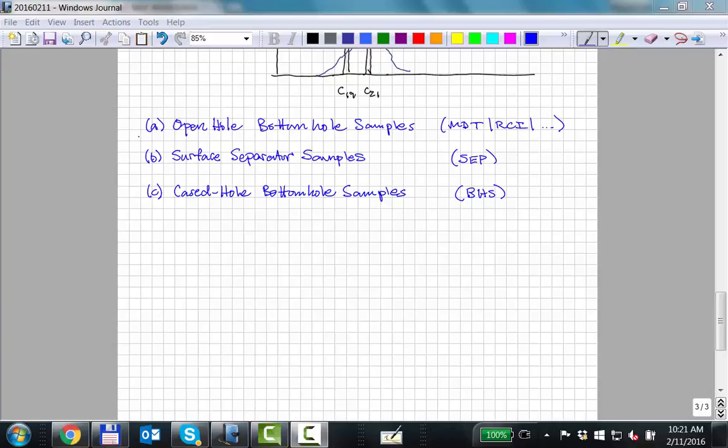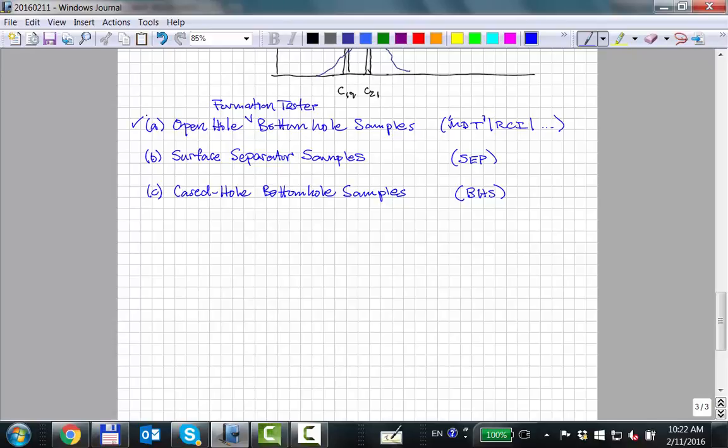Okay, so we've talked about this open hole formation tester. It's a type of sample. It is a bottom hole sample because it is taken at the bottom of the hole. Okay, so we do call it a bottom hole sample. But typically we don't use the term bottom hole sample because the third type of sample has been traditionally called the bottom hole sampler. Okay, so I'm going to differentiate. So I'll use the term MDT. I'm no salesman for Schlumberger for sure, but that's what we're talking about.